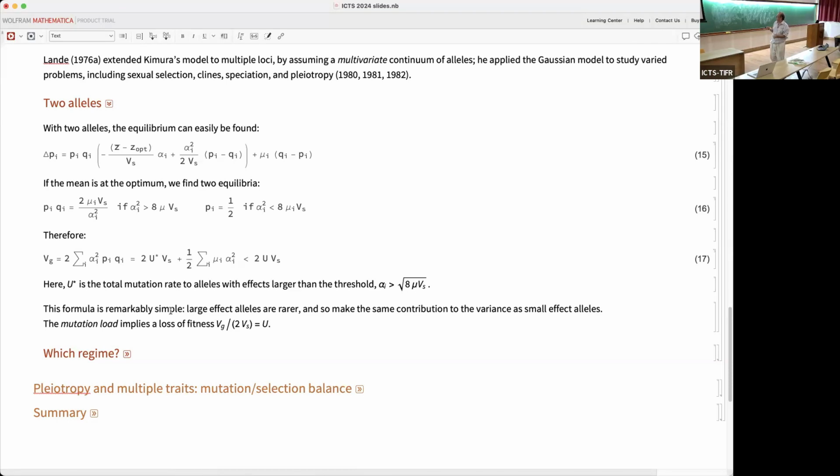So one way to think about it is in terms of mutation load, because under classic mutation selection balance, regardless of the selective effect, as long as it's stronger than mutation.